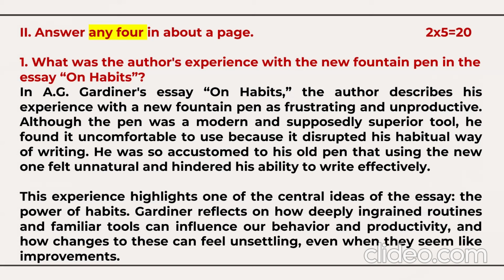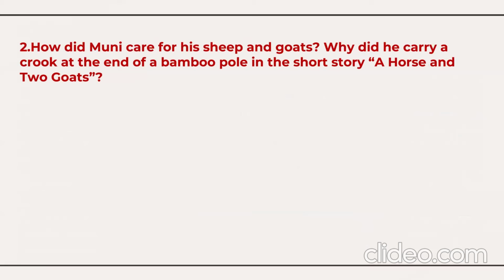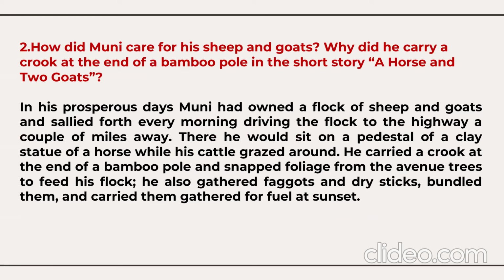So that's about this question. Question number 2. How did Muni care for his sheep and goats? Why did he carry a crook at the end of a bamboo pole in the short story A Horse and Two Goats by R.K. Narayan?